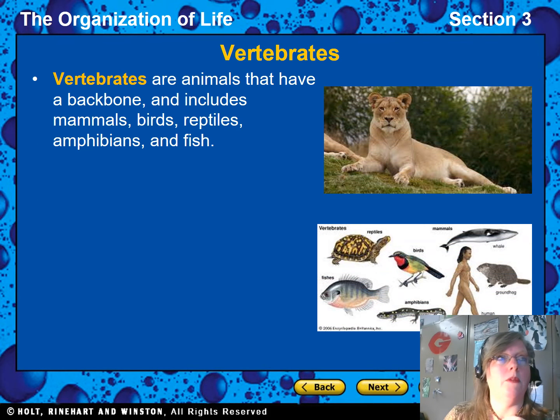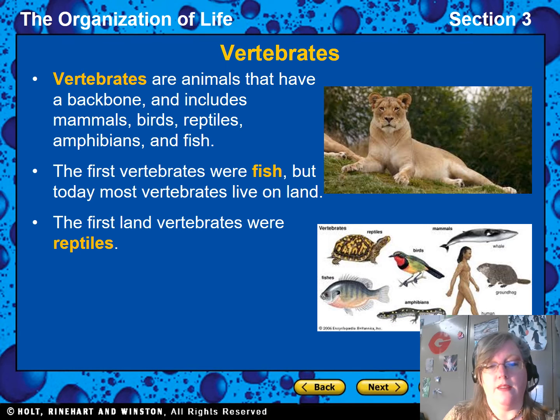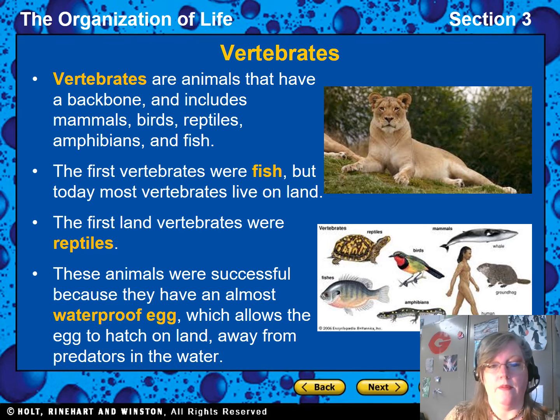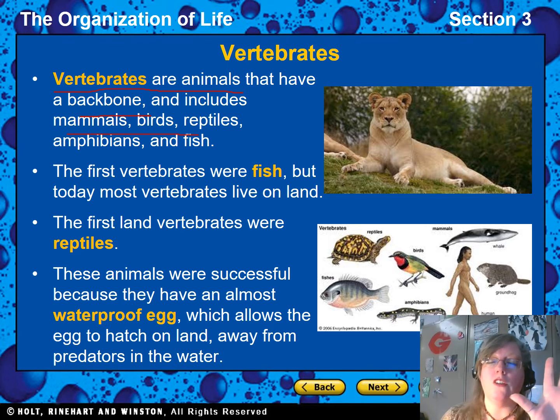Now, let's move on to the animals that do have bones. They do have a backbone. These are our vertebrates, and this is where we fall in. The vertebrates are the animals that have a backbone, and that includes mammals, birds, reptiles, amphibians, and fish. There are 5 groups of animals, called classes by this time. 5 classes of vertebrates: fish, amphibians, birds, reptiles, and mammals.